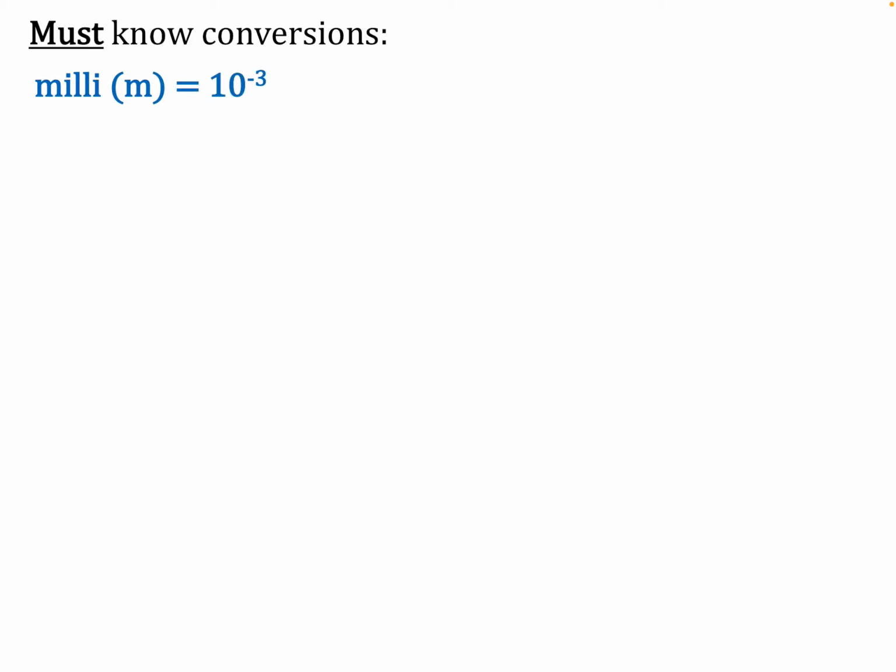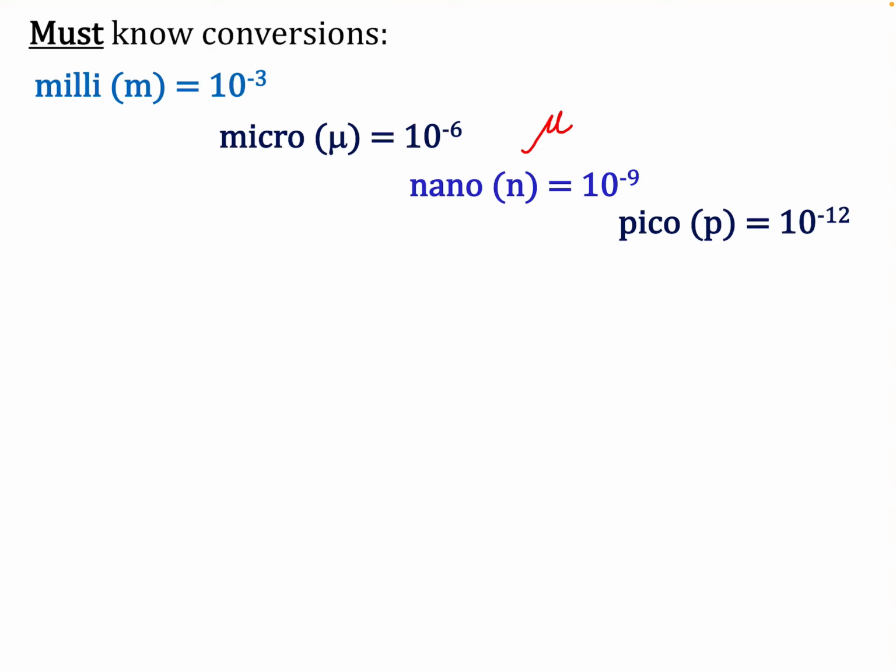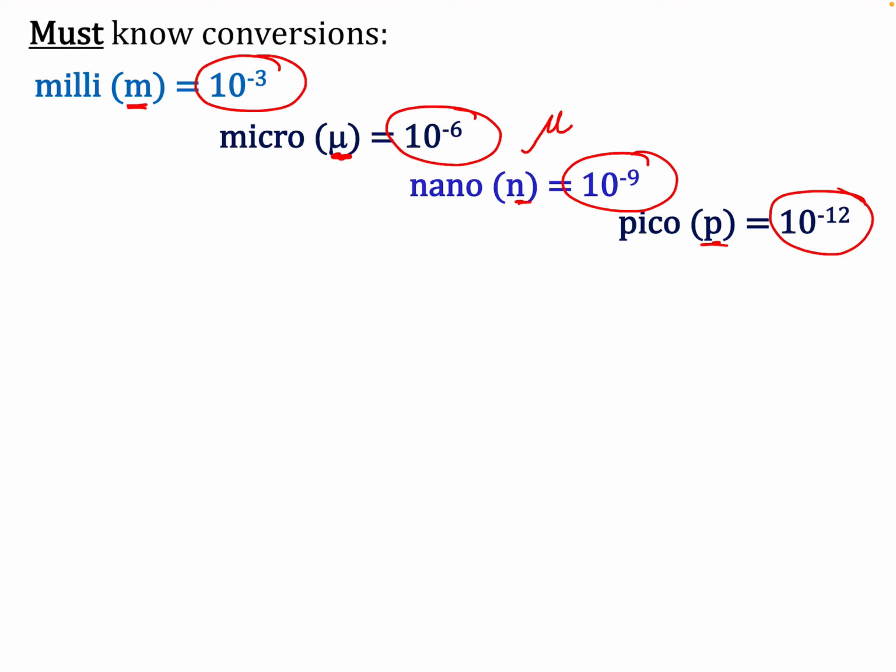Now remember, milli, if I have millicoulombs, I'm going to go times by 10 to the minus 3 to get it into coulombs. Micro, times 10 to the minus 6. And we write it like a U backwards, basically, with a long tail on the left instead of the right. Nano, minus 9. Pico, minus 12. You must make sure you recognize the symbol, first of all, and you can do the conversions, because remember, we only work in coulombs and we only work in meters.